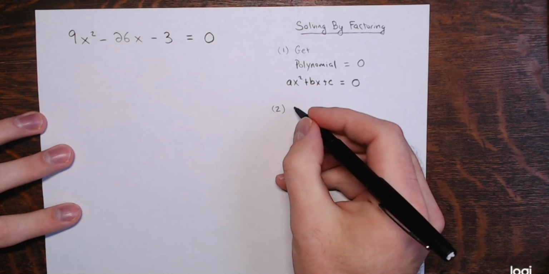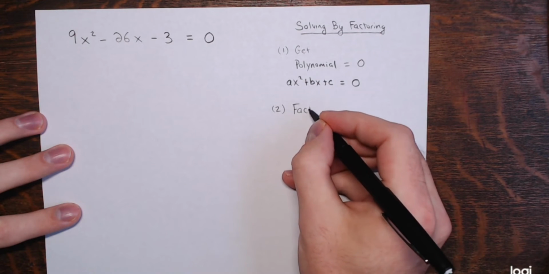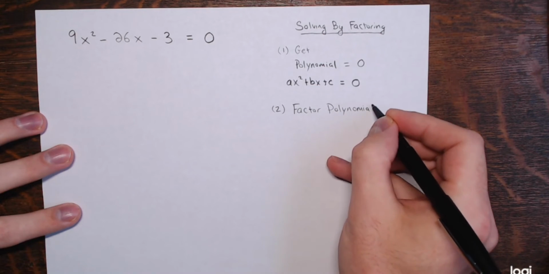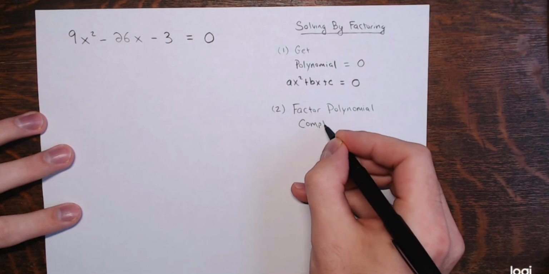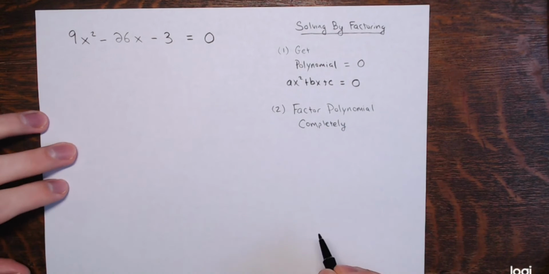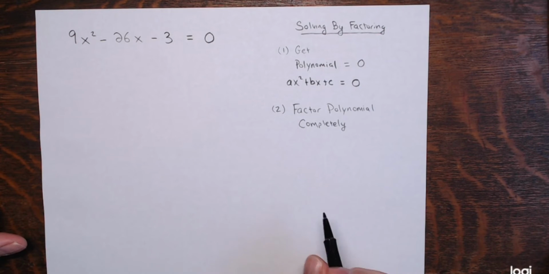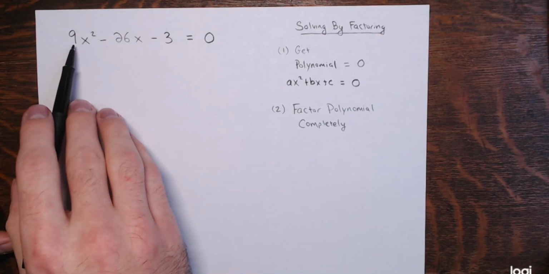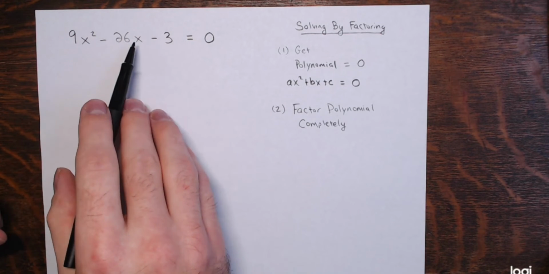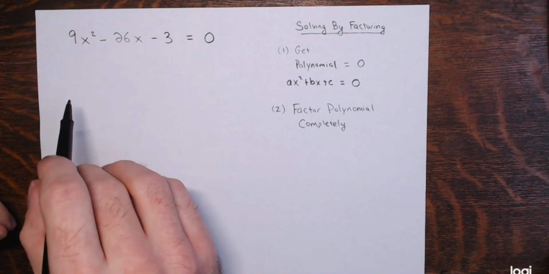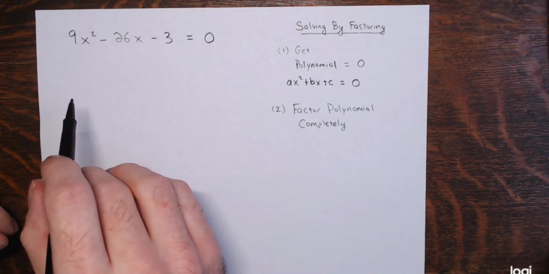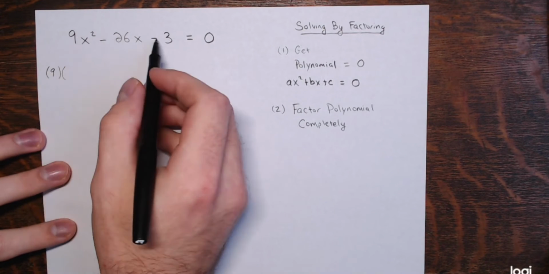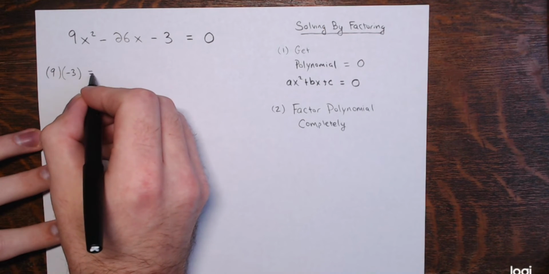Then factor the polynomial completely. And again, the assumption here is that you know how to factor polynomials. Now, you can factor this with the lead coefficient not 1. The lead coefficient's 9. You can factor it by guess and check, trial and error. I like doing that AC grouping method, factoring by grouping, where I take the lead coefficient times the constant. 9 times negative 3 is negative 27.